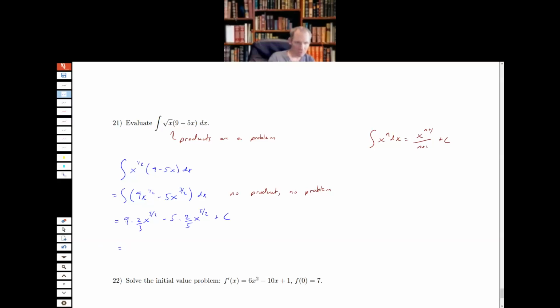Okay, and I'll just do one layer of simplifying. 9 divided by 3 is 3, times 2 is 6. And here the 5's cancel.